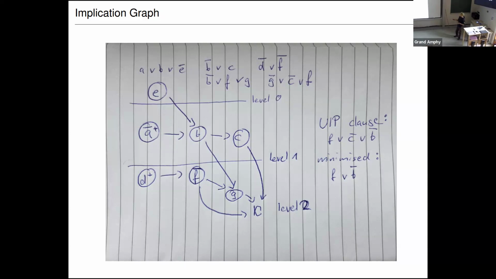You just don't stop at this first UIP. This is an optimization where I only care that the clause will propagate once I backtrack. So I only care about this UIP property. And once I have derived a clause with this property, I can stop my conflict analysis. That's usually better than doing more resolution steps, because usually you'll get longer clauses.